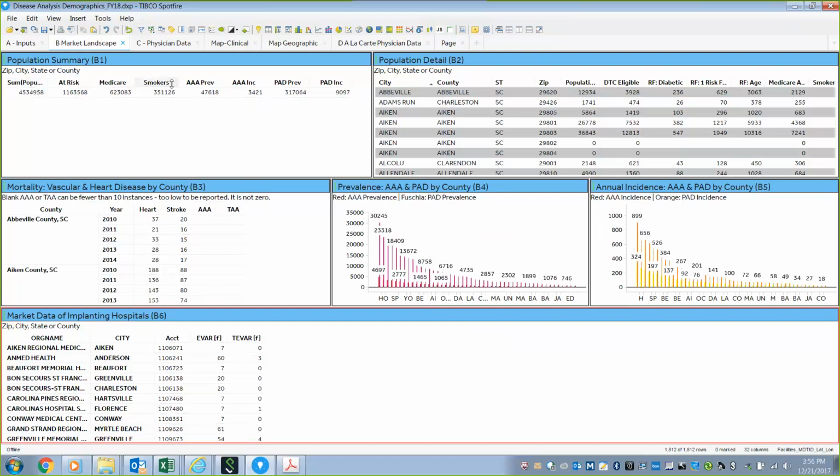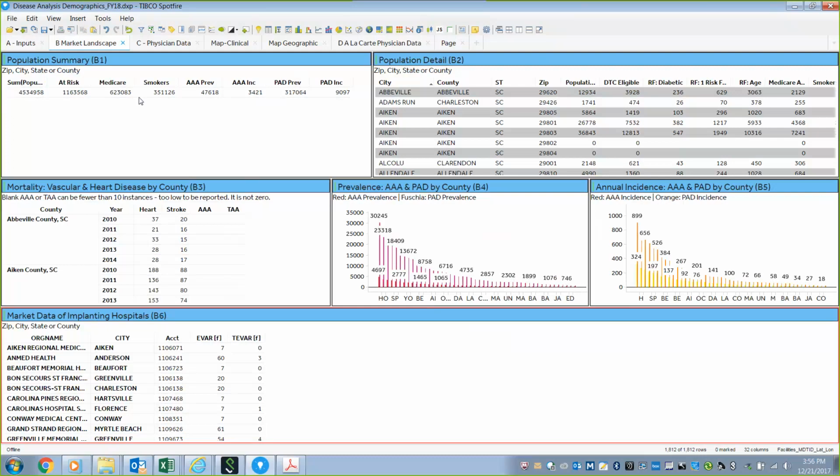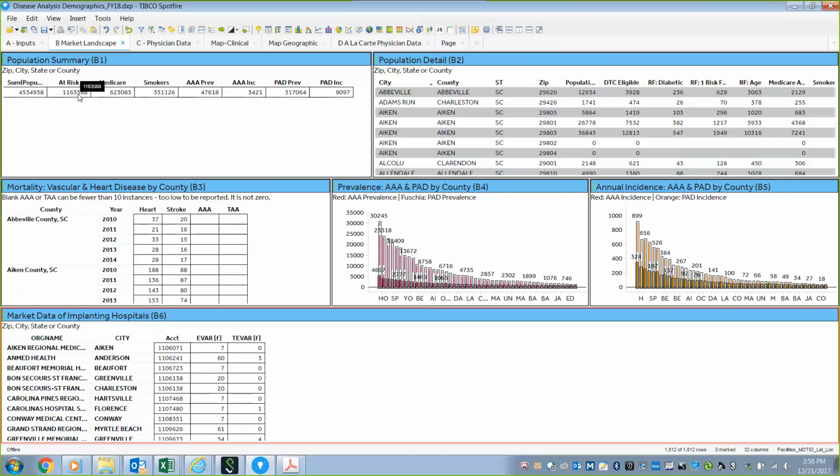These other numbers are forecasts, which are based on literature, telling us various risk factors. Well, actually, at risk is based on literature. AAA and PAD are based on literature. Medicare age numbers, that's just population again, so that is the U.S. Census. And smokers comes from the CDC, the Behavioral Risk Factor Surveillance Study, which is a 40-year-long study where patients self-report their status as a smoker or former smoker.